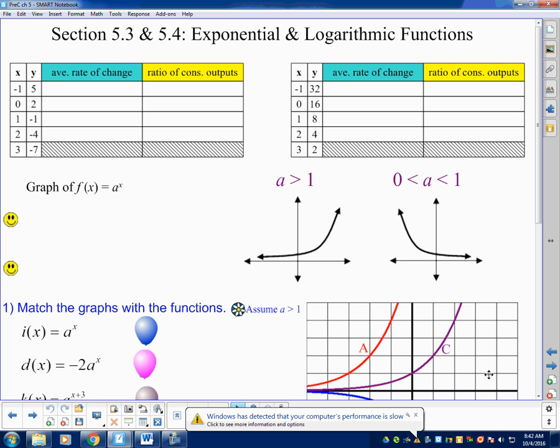What's the average rate of change here? You know how to find the average rate of change between these two? Average rate of change. We have some coordinates listed here. Average rate of change is simply the slope between the consecutive points. Can you go ahead and calculate the average rate of change between the first 2 points?